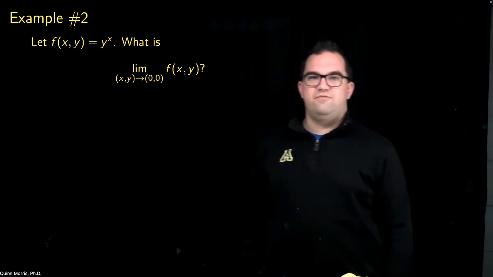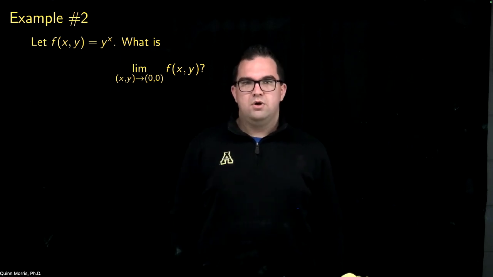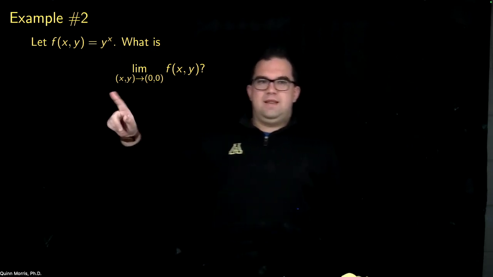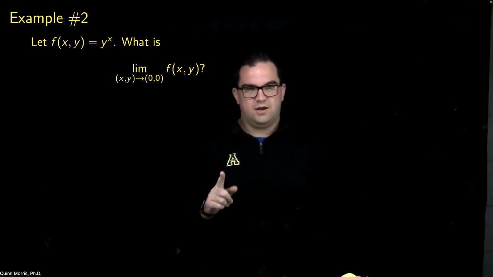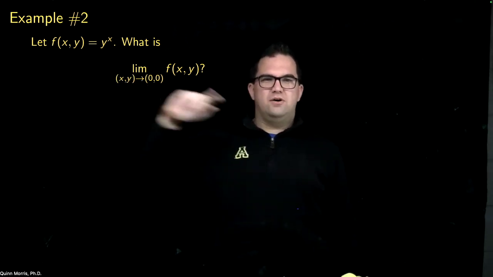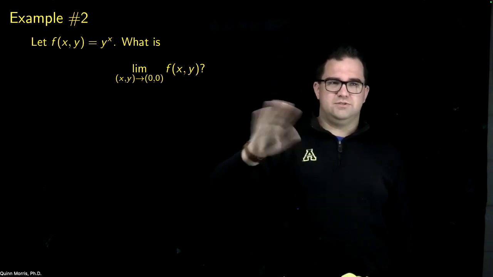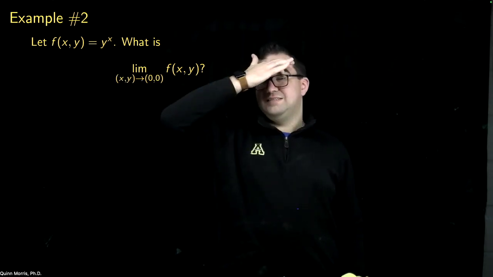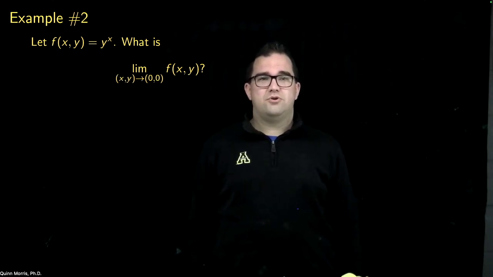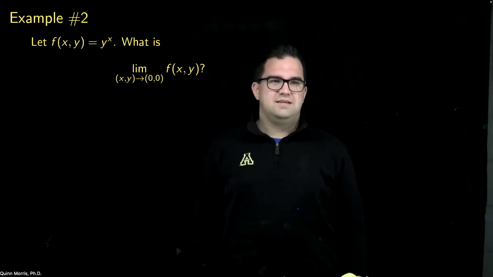Let me take the function f of x, y equal to y to the x. I want to eventually look at the limit as (x, y) approaches (0, 0). But let me make a comment first. If x and y are both positive, this function is well defined. When you start to allow negative values of either of them, things take a strange turn.